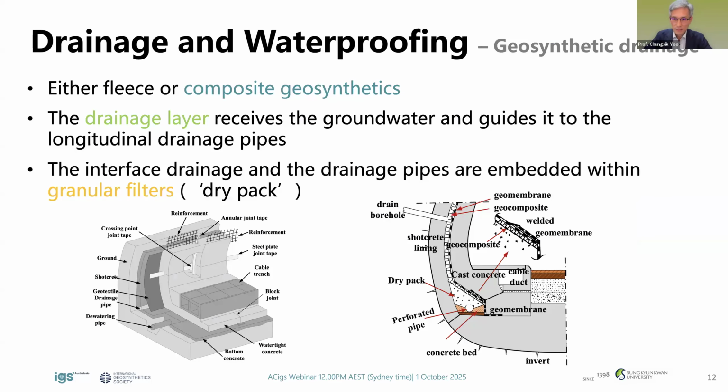So this slide illustrates the typical configuration of a drained waterproofing system. In this method, geosynthetics, either fleece or composite materials, are used to form the drainage layer, as you can see. Here, you see the geosynthetics drainage system. This is geocomposite. Okay? And then we install the geomembrane. Okay? So this is dry pack to collect the water. And then perforated pipes will act as a drainage pipe.